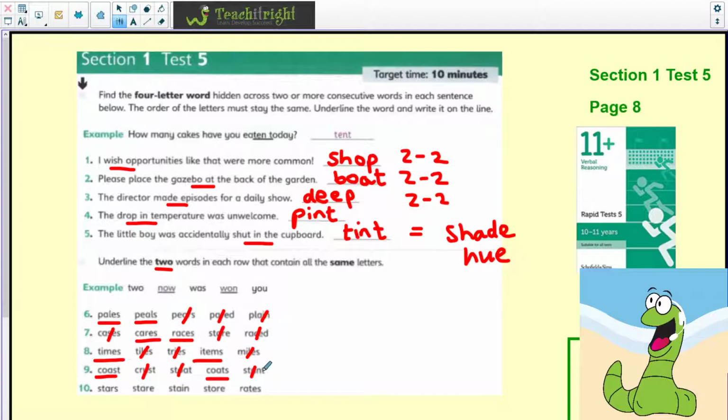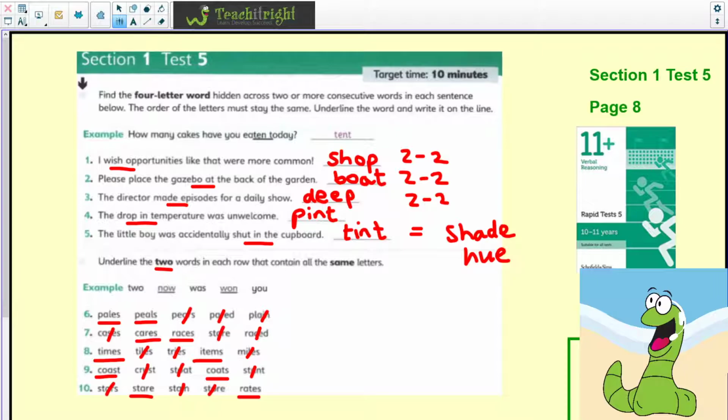So yes, once you've found them, you don't necessarily need to eliminate the others, once you're confident that the same letters are being used. And 10, we've got stare and rates. So it's not that one, it's got an O. Come on, that one with the I, and it's not stars, because obviously it's got 2 S's.